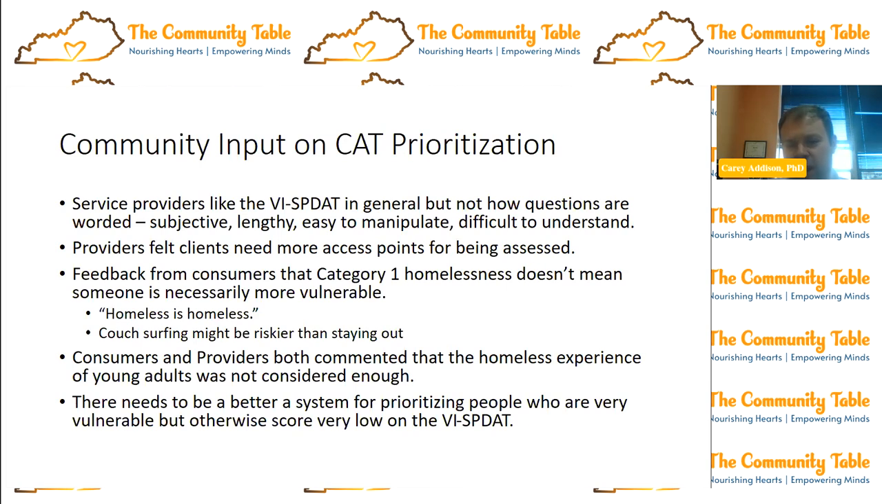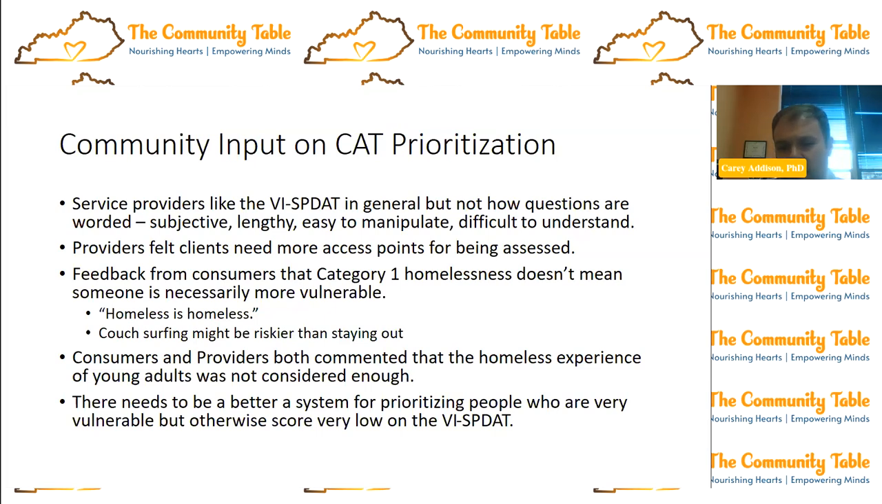Something that I found interesting was that they didn't think that prioritizing Category 1 homeless was as important as HUD does, or that I always have. I've always said if someone's in a shelter or on the street, they're going to be the most vulnerable people. The feedback we got is more homeless is homeless. People that are staying with other people may be at greater risk because they're more likely to be engaging in activities like survival sex, or otherwise putting themselves or their families in harm's way to be in those situations.